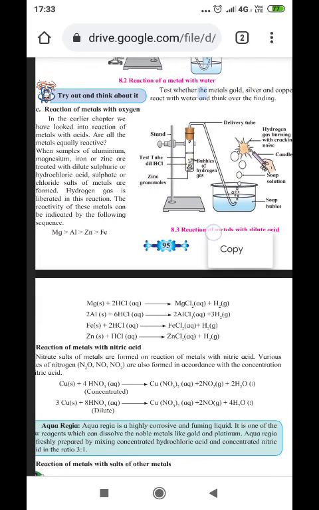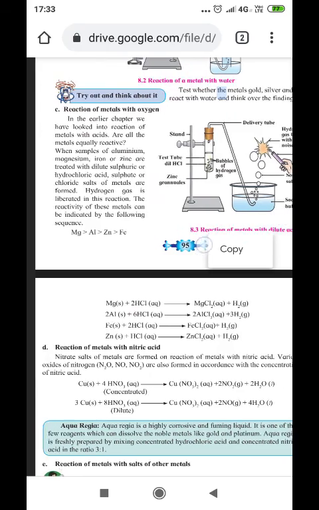Test whether the metals gold, silver, and copper react with water. If they would have reacted with water, they would have formed metal oxides. But these metals are noble metals. They do not react with air or water in the atmosphere, and therefore these are called noble metals or rare metals. They are very costly. But silver reacts with hydrogen sulfide and turns black in color, and therefore silver has to be avoided in the laboratory.